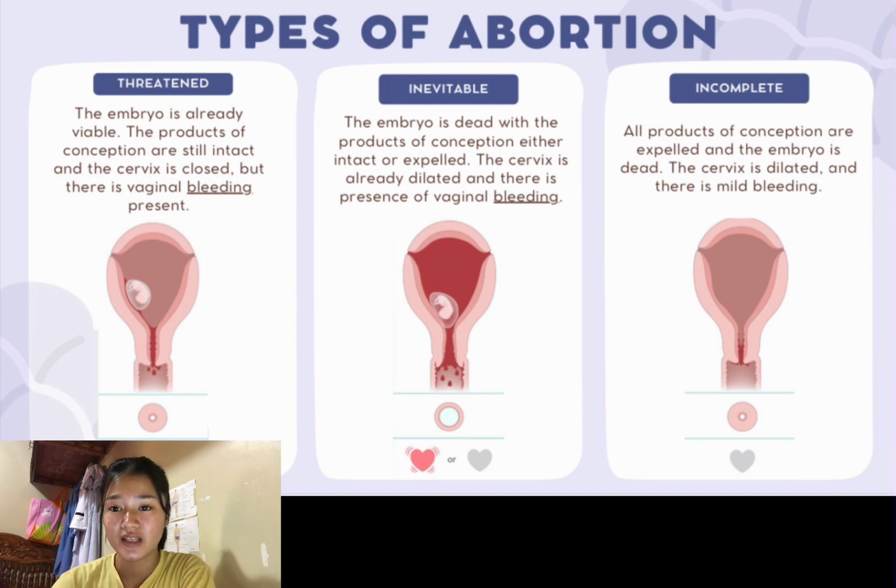So next is yung inevitable abortion. Inevitable abortion is when the embryo is dead with the products of conception either intact or expelled. The cervix is already dilated and there is a presence of vaginal bleeding. So sa inevitable, from the word inevitable, walang choice kundi ma-expel si baby from the intrauterine part ni mother kasi this is when yung baby is nagdetach na siya dun sa uterus.